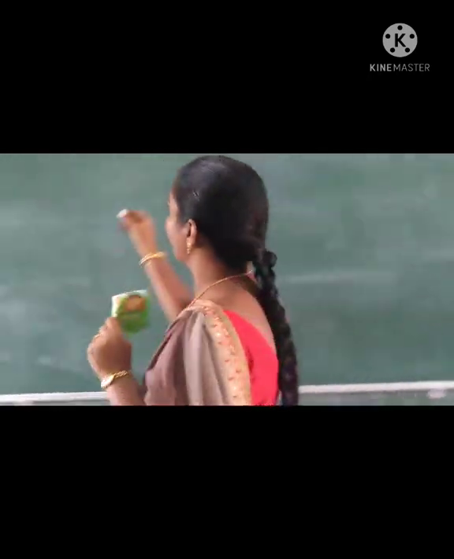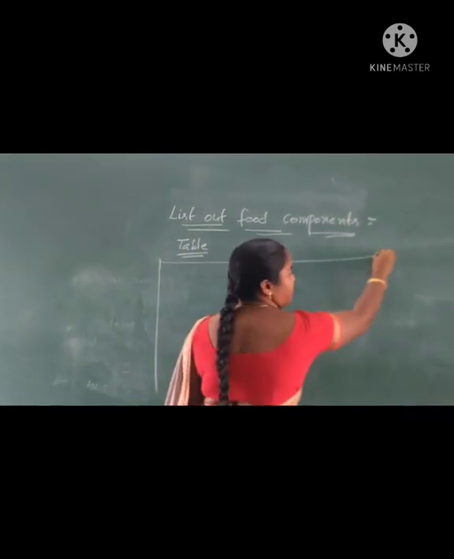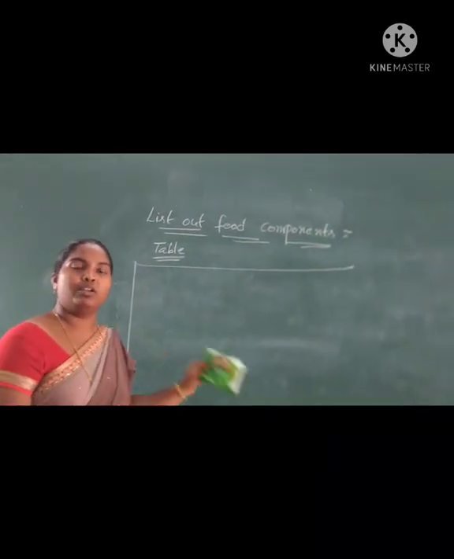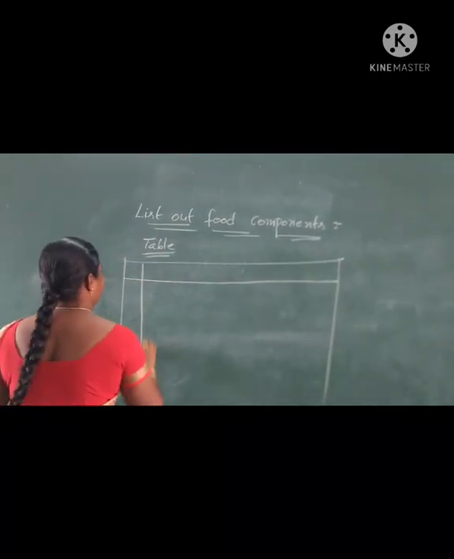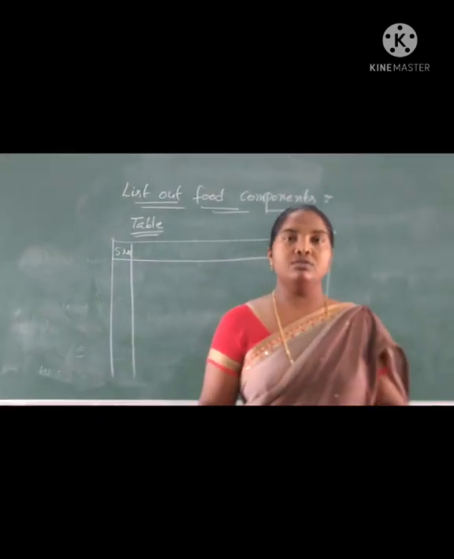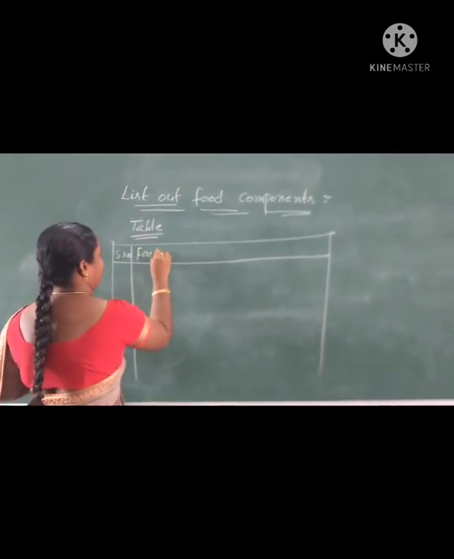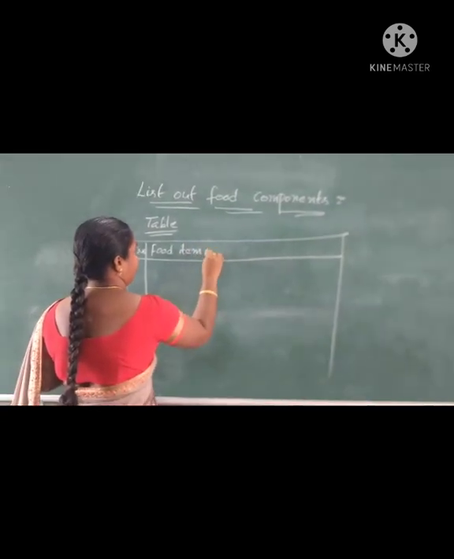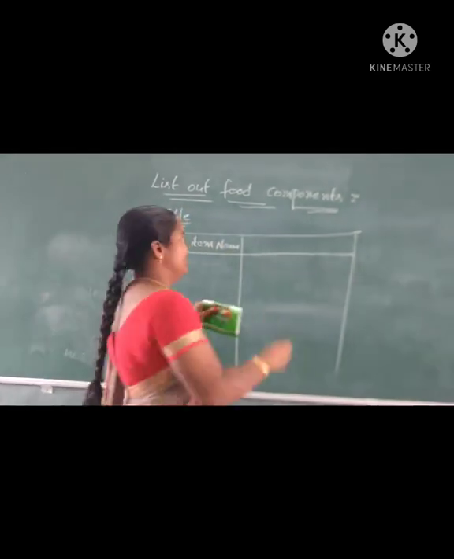Okay, ma'am? I will draw the table on the board. You will also draw it in your notebook. You have to draw like this in your notebook. First, note down the serial number. Food item name. Component names.